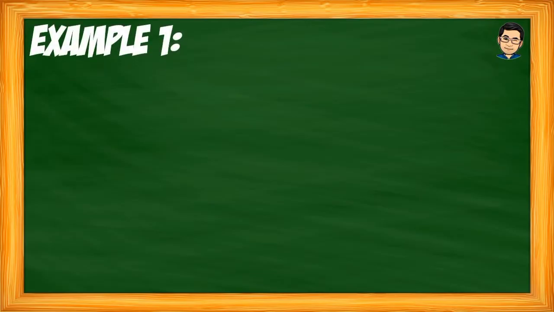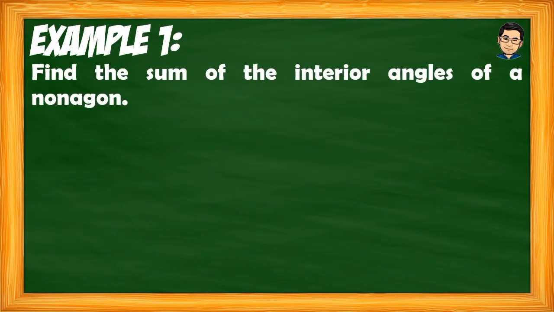So, let us have an example. Find the sum of the interior angles of a nonagon. Okay. So, madali lang po naman ang pag-apply ng formula for as long as alam po natin kung ilan ang sides ng ating polygon. So, for this given, we have nonagon. A nonagon is a polygon with 9 sides. Therefore, n is equal to 9.